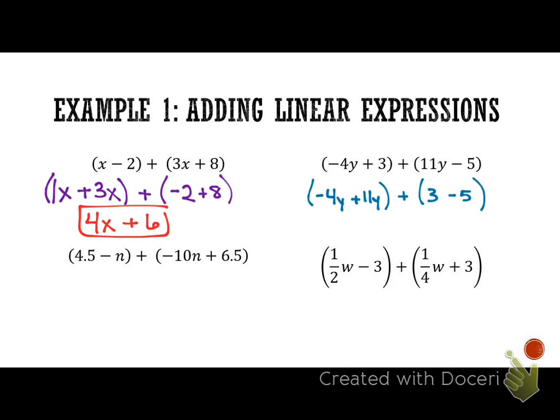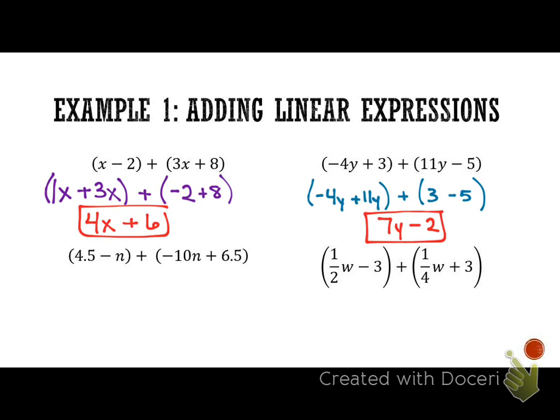What's negative 4 plus 11? 7y. What's 3 minus 5? Negative 2. So that's why I put a minus sign there. Don't say plus negative. You said the answer was negative 2, so I write a minus 2. Okay, so we're trying to get in that habit. All right, let's look at the next one down.